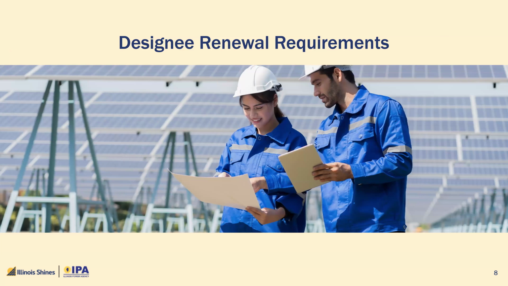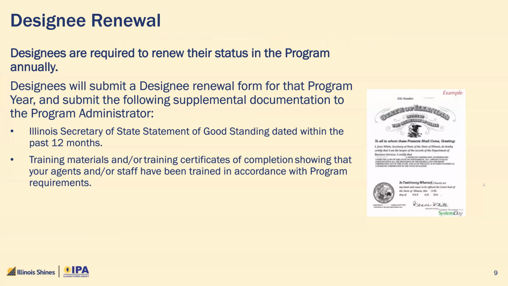Designees are required to renew their status in the program annually. During the designee renewal period, designees will submit a renewal form for that program year and submit the following supplemental documentation to the program administrator. This will include an Illinois Secretary of State Statement of Good Standing dated within the past 12 months, and training materials or any training certificates of completion showing that your agents or staff have been trained in accordance with program requirements. These training materials can be anything developed internally or anything administered to your company by the approved vendor or designee that you are registered under.